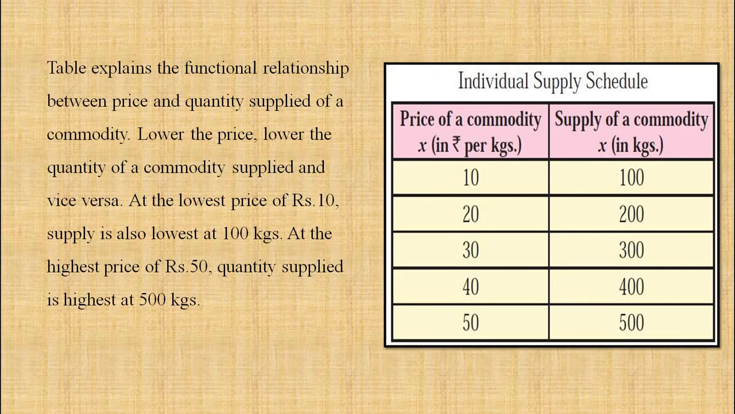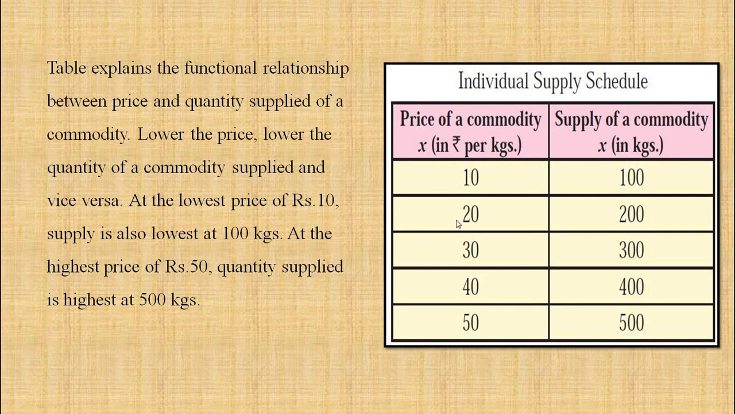Let us understand the individual supply schedule. The table is explaining the functional relationship between price and quantity supplied of a commodity. Lower the price, lower is supplied. Higher the price, higher is supplied. There is a direct relation.